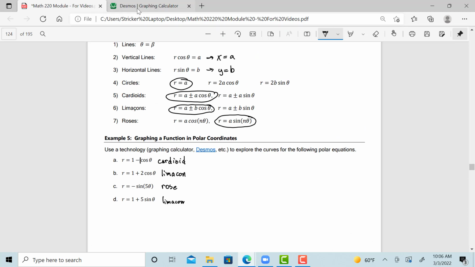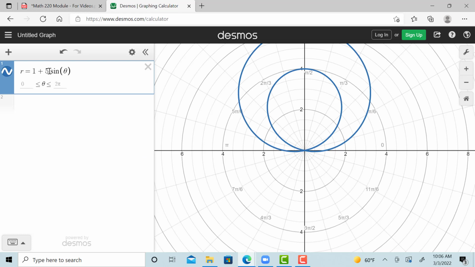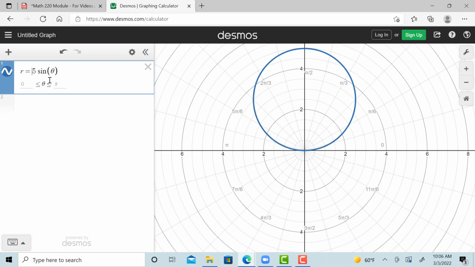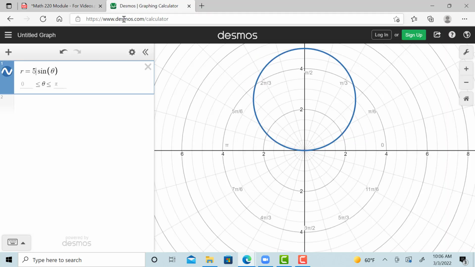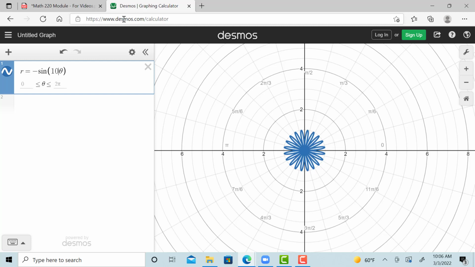And then the last one is a rose. And these, I think, are the coolest because they look kind of like flowers, right? So we have negative sine of 5 theta. And lo and behold, when we said a rose, it looked like a flower. We can play around with changing this number. We can make that a 7 and look at how many petals there are now. It went from 5 petals to 7 petals. We can make it 10. So it's really kind of cool.